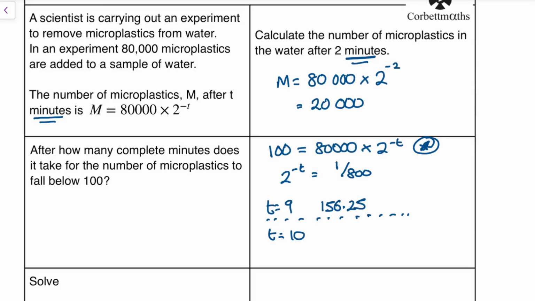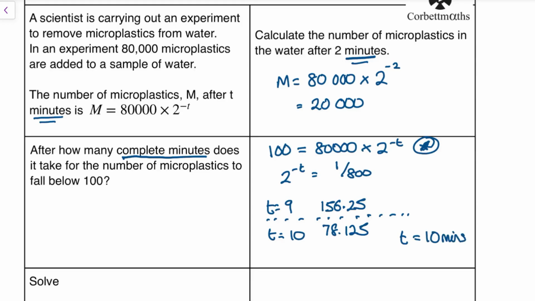If I try t equals 10, well, 80,000 times 2 to the minus 10 is going to be 78.125. Just checking the calculator quickly. And that is below 100. So what does the question say? After how many complete minutes? So therefore, the answer to the question is t equals 10 minutes.